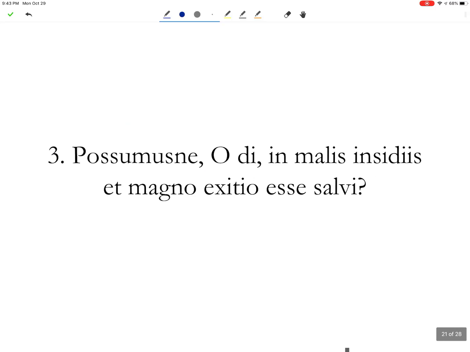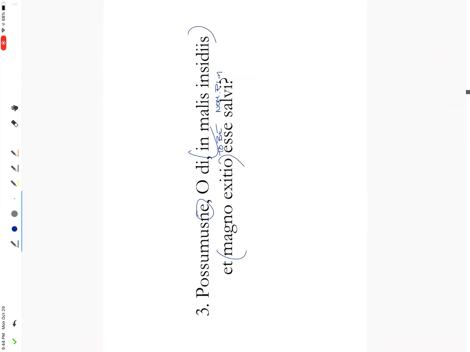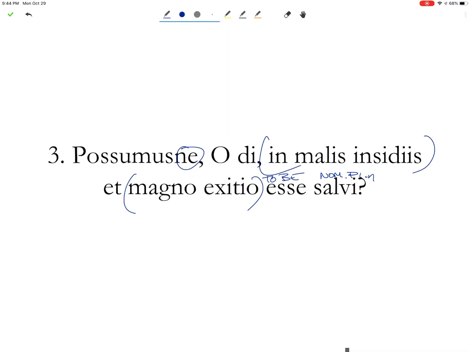3. Possumusne, o di, in malis insidiis et magno exitio esse salvi. Are we able, this is just a question, O gods, what are we looking for now? We've had able, what do we look for? We look for the complementary infinitive. Are we able to be? Are we able to be what? Safe, nominative, plural, masculine. Are we able to be safe, gods, in malis, in these evil treacheries and great destruction? In covers both of those. Notice that I try to keep the same word order. Are we able, O gods, in bad treacheries and evil destruction, to be safe? And I think you can get enough of a meaning if you don't mess with the word order too much. Again, the only time you want to mess with the word order is when you have the verb, and because that wants to be in a different place.